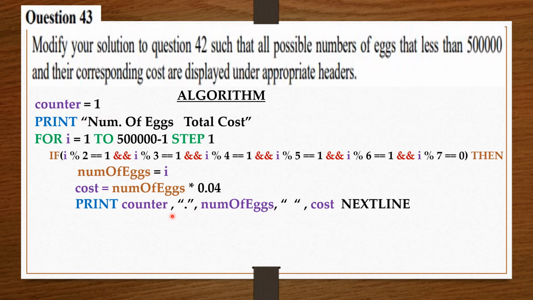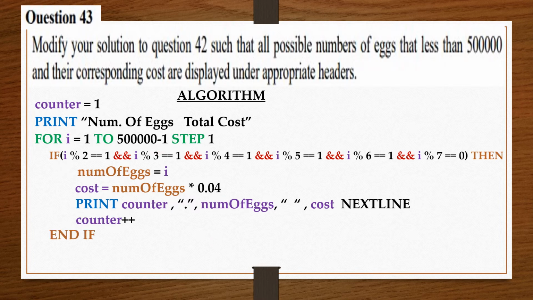Then we say it should print the actual number of x, so the value of the number of x. Then you should leave a space and then print the cost. Then move to the next line. So on the next line, it will print in case it finds another number that is less than 500,000 that satisfies all these conditions. You should print that one as well. Then you should move to the next line. If it finds another number that satisfies the conditions, then you should print that number out. So you should keep doing this until I reaches 500,000. Then we end the if and then end the for.